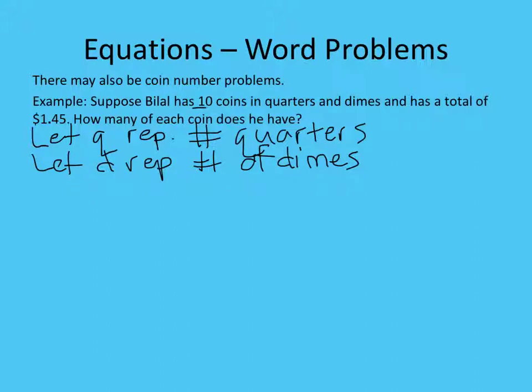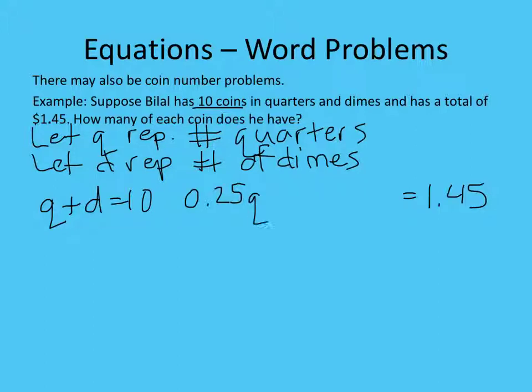So he has 10 coins. So that means Q plus D equals 10. The number of quarters plus number of dimes is 10. They have a total of $1.45. So that's talking dollar amount at this point. Quarters have a value of 25 cents. So 25 times the number of quarters gives you your quarter value.